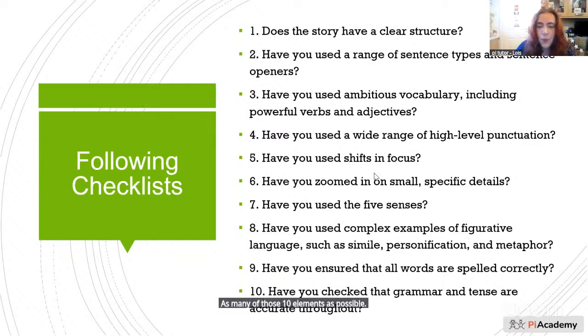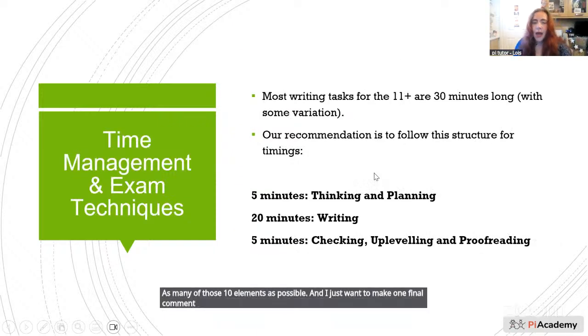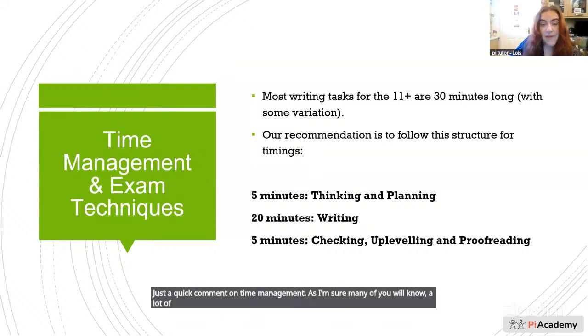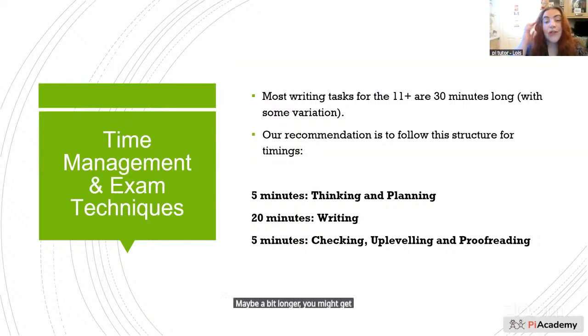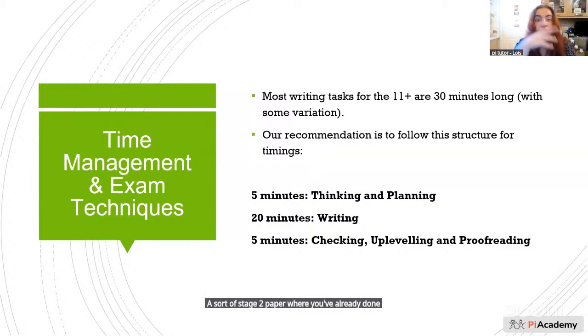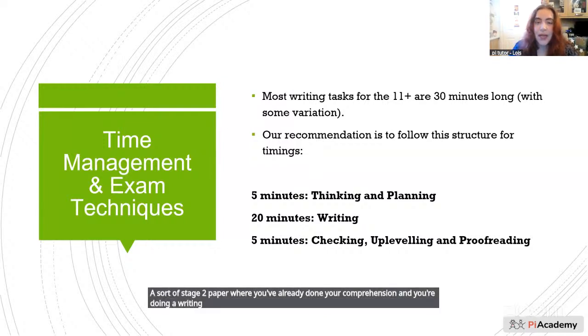And I just want to make one final comment before we move on to our Q&A, because we are running out of time. Just a quick comment on time management. As I'm sure many of you will know, a lot of writing tasks for the 11+ are about 30 minutes, maybe a bit longer. You might get 45 minutes in some, but typically 30 minutes is standard, especially for a stage 2 paper where you've already done your comprehension and you're doing a writing task separately.